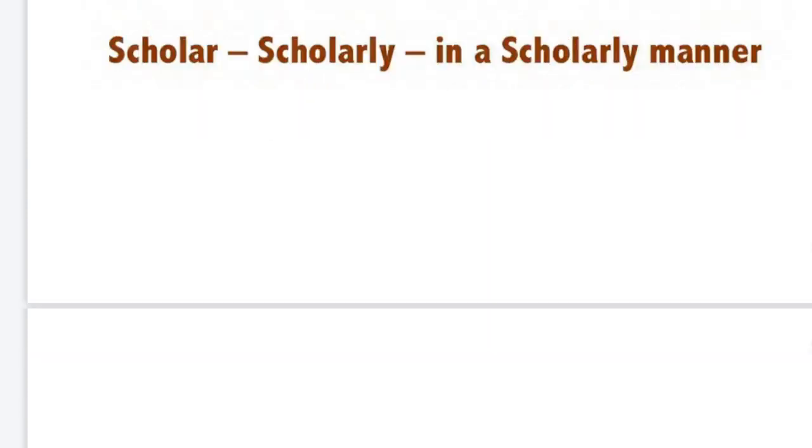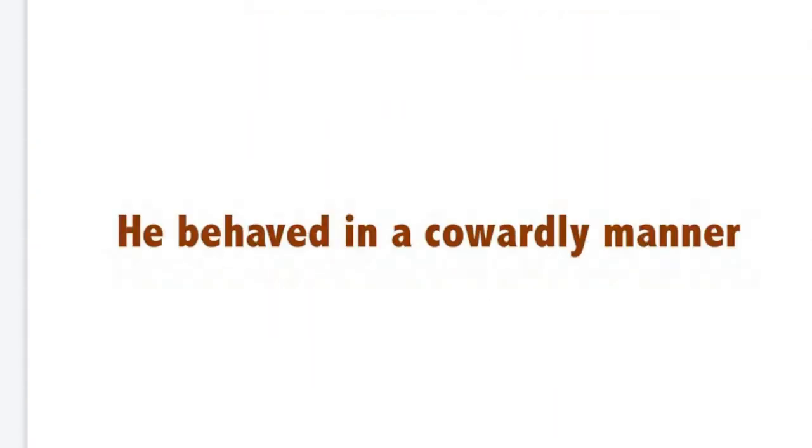For example, he behaved cowardly. Is this correct or not? He behaved cowardly. Now behaved is a verb. So to modify this you need an adverb. But is cowardly an adverb? No, cowardly is an adjective, so this sentence is wrong. So you will say he behaved in a cowardly manner because for coward the adverb is not cowardly. Cowardly is an adjective. Here you need an adverb because you are modifying behaved. So you will say he behaved in a cowardly manner.